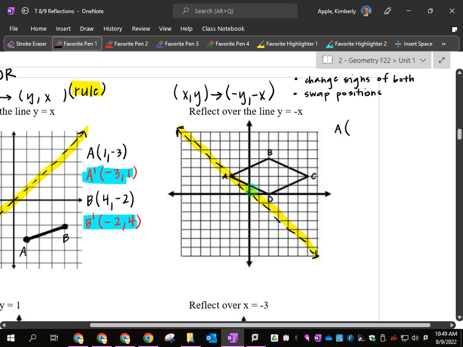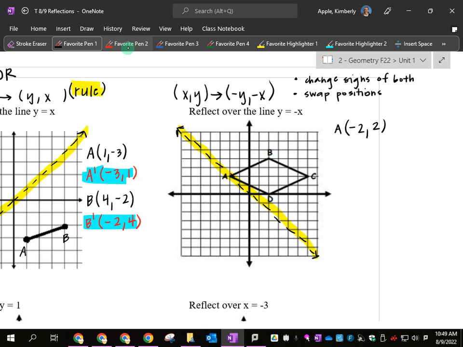All right, let's do A. A is -2, 2. Now, what gets tricky here is that when you're doing two different sets of instructions in the same thing, if you can do them both at the same time and get it right every time, then great. I'm going to show you how I think about it. You're welcome to do it however you need to get it.